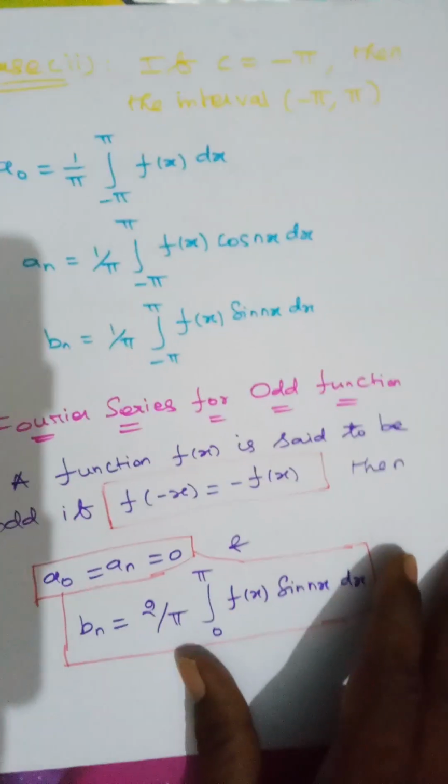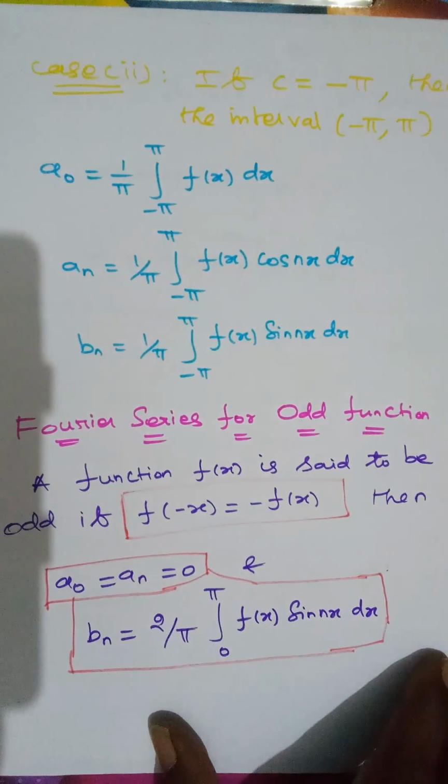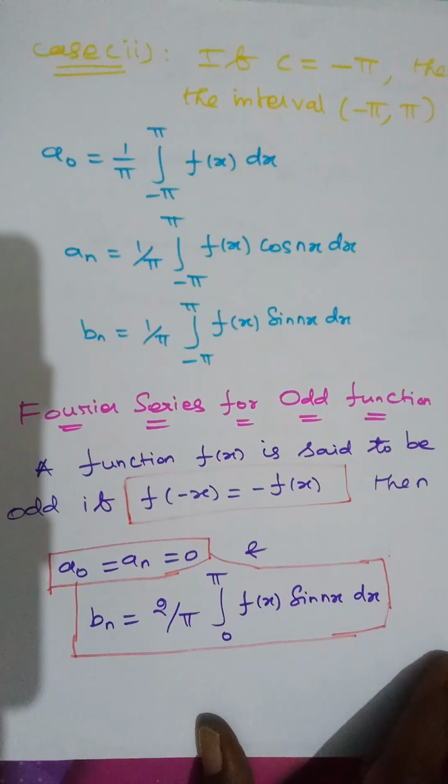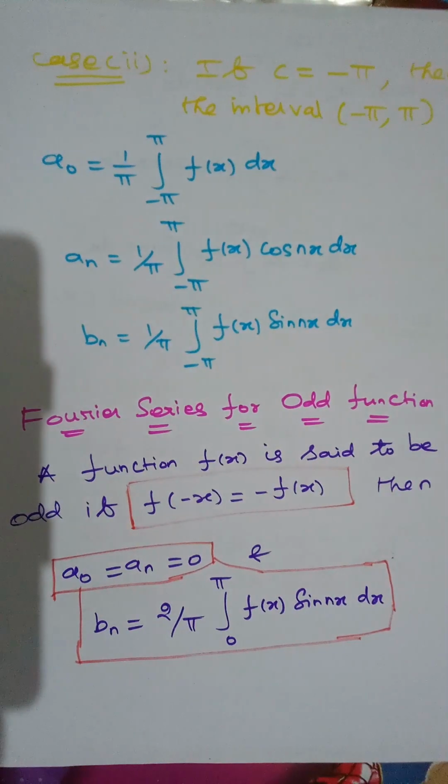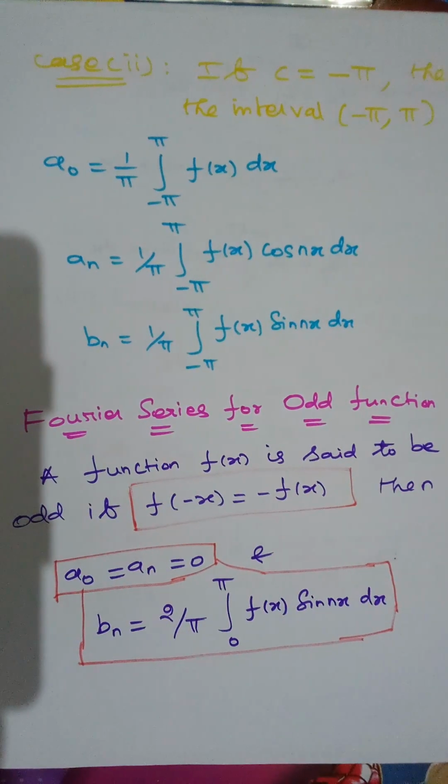Case 2. If c is equal to minus pi, the interval becomes minus pi to plus pi, isn't it? So the very first one, a naught is equal to 1 by pi integral from minus pi to plus pi f of x dx. An is equal to 1 by pi integral minus pi to plus pi f of x cos nx dx. Bn is equal to 1 by pi from minus pi to plus pi f of x sin nx dx. So there are two cases.